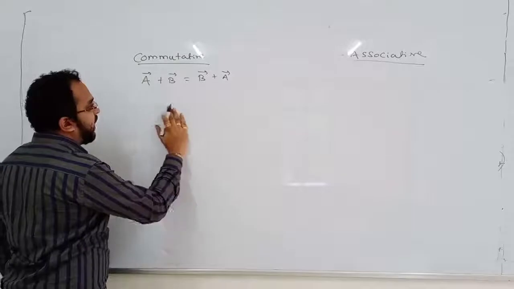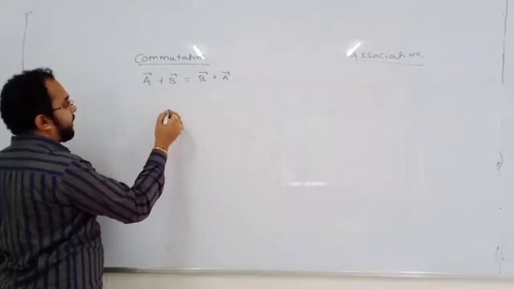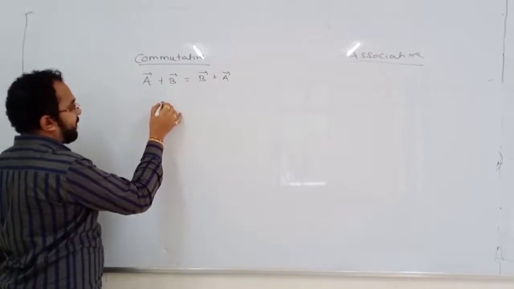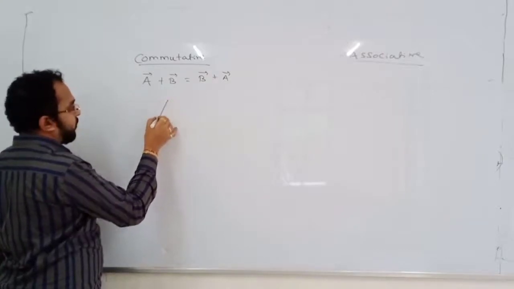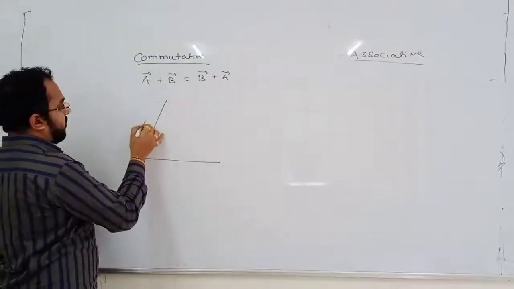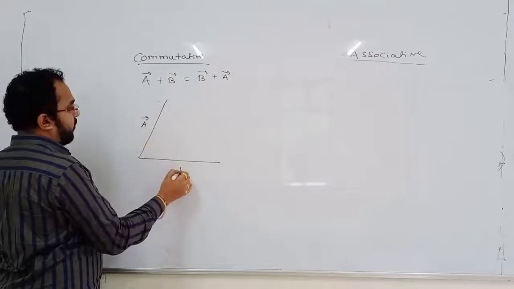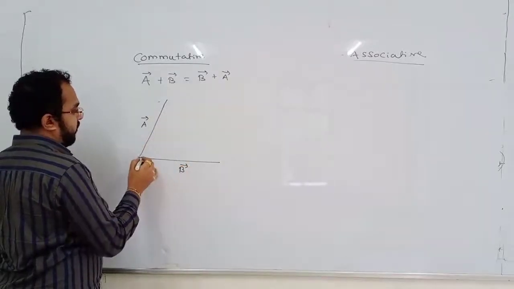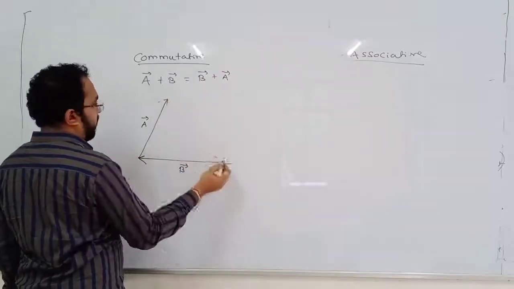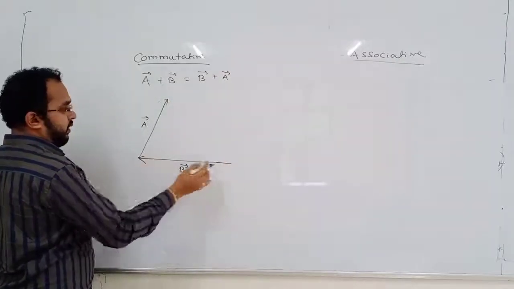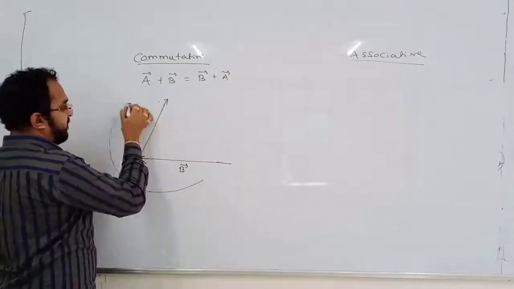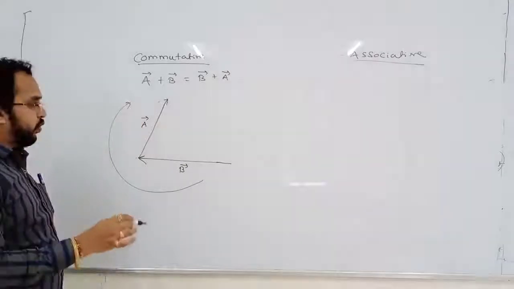Let's prove it with the diagram. See, suppose this is vector A, this one is vector B. These are following each other. Tail, head, tail, head. So which orientation is this?